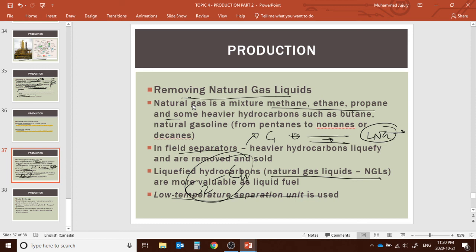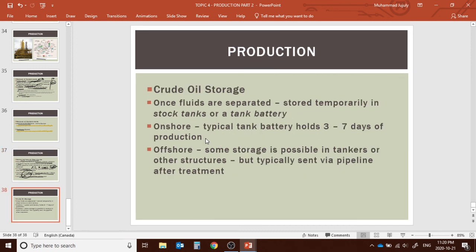All right, so this is all about natural gas processing, the production. Now, crude oil. Let's come back to the crude oil. You remember we have the oil plus water plus gas, and then we separate it, and after separation we get oil, gas, and water.